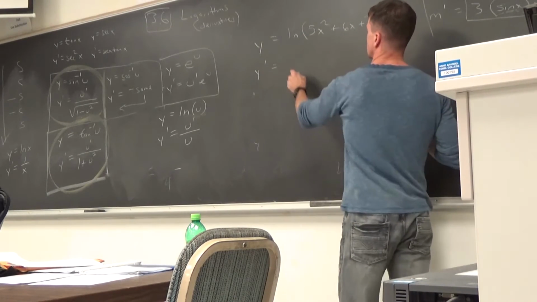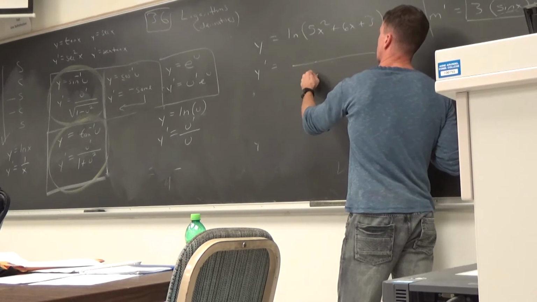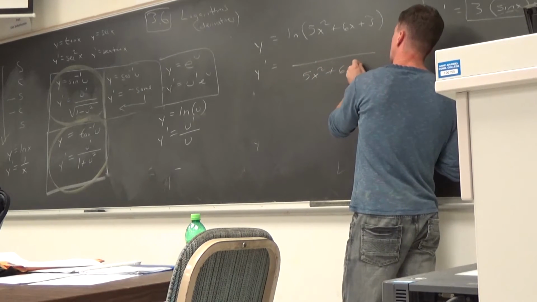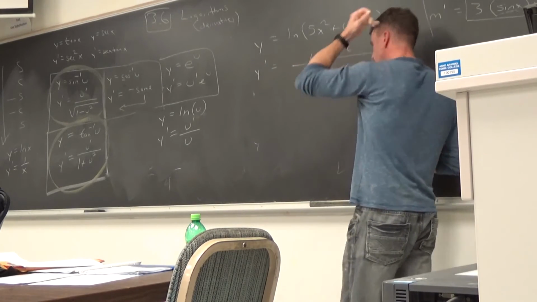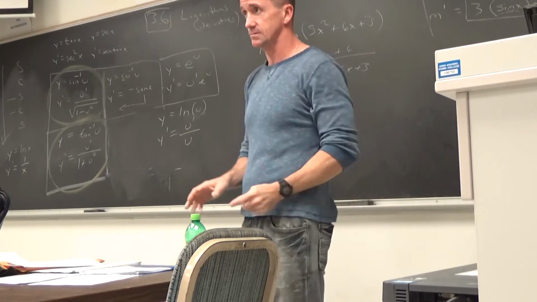I just don't think I can. What is the denominator? 5x squared plus 6x plus 3. What is up here? 10x plus 6. Done. Unless you want to factor a 2 out of the top, but I wouldn't.